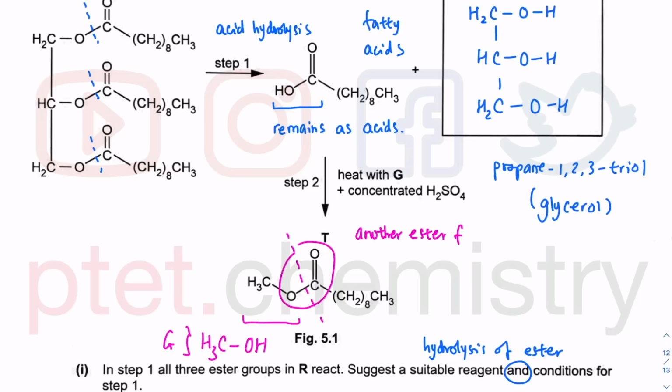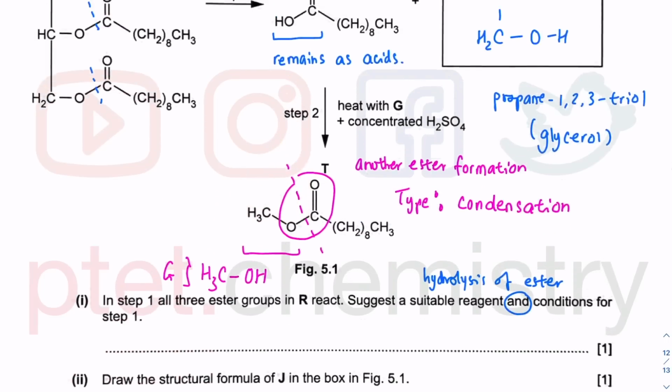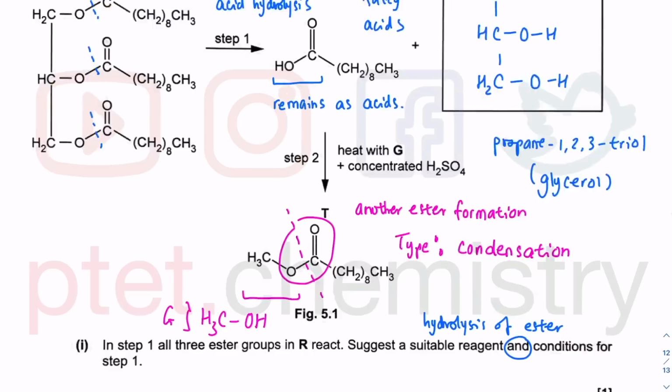This is another ester formation. The formation of ester, the type of reaction as stated in introductory organic chemistry in AS, and also from part of your O-level or IGCSE last topic when you were in school in the previous stage. There was condensation polymerization to form polyester. You're not forming polyester, you're just forming a single ester. The type of reaction is called condensation there. Step 1, all 3 ester groups react. So there was acid hydrolysis.